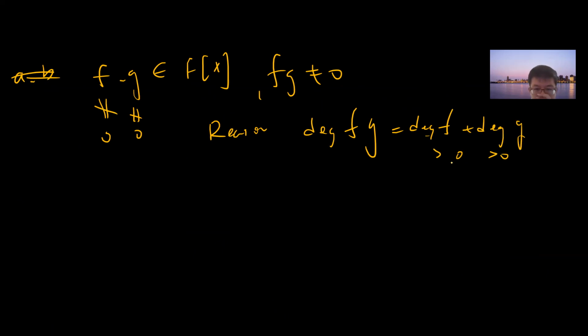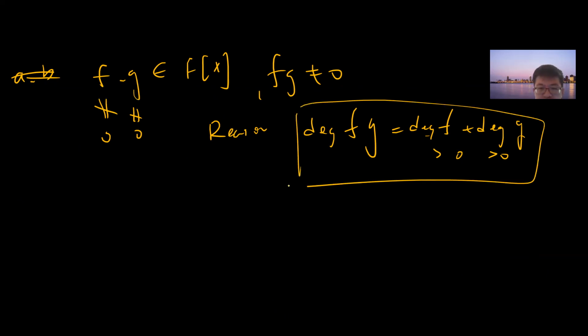I mean, there's a case where these are constants. But F is a field, so if f or g are only non-zero constants, then the product must also be non-zero. So you can focus on the case where one of them must be an actual polynomial, at least a linear polynomial. That means one of the degrees must be greater than or equal to 0, so the product is always non-zero, by this form.